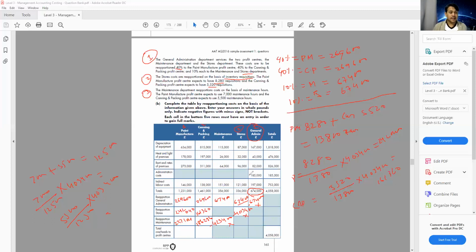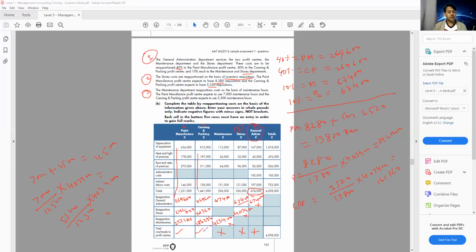You can see it's step by step, one overhead at a time we are reapportioning to the profit centers. So now at the bottom, this one is vanished, this one is vanished, this one is vanished, because all three I have split to the paint and to the canning. After that, all you need to do is add all of this and get the total. That's not difficult. You can add it into the calculator and find the total.